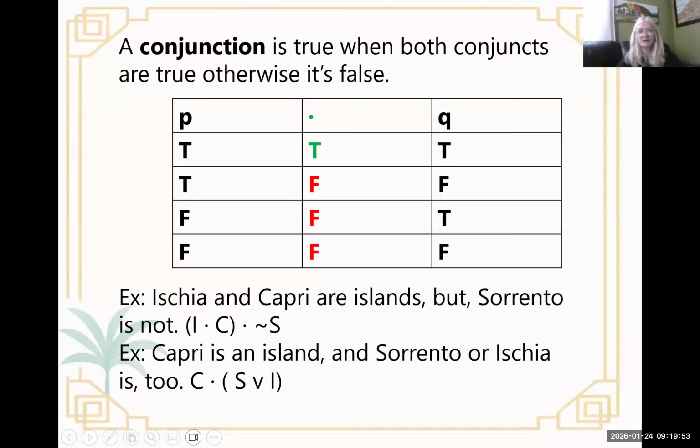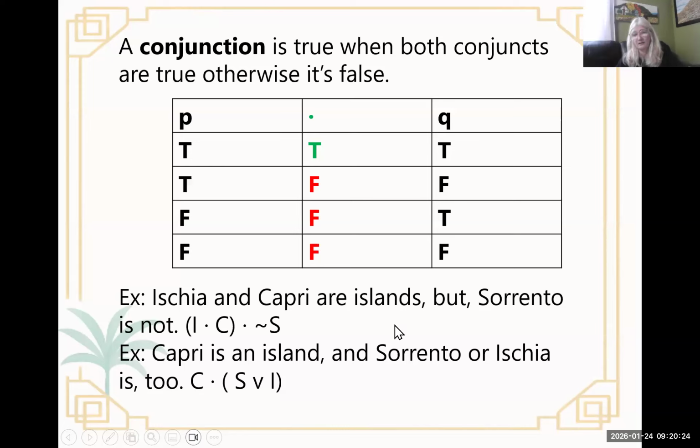Next, we'll do conjunctions. A conjunction is true when both conjuncts are true, otherwise false. Examples of conjunction: Ischia and Capri are islands, but Sorrento is not. But we just translate as an and. We don't worry about the additional flavor of the conjunction. So we go parentheses I and C, end parentheses, and negation S.